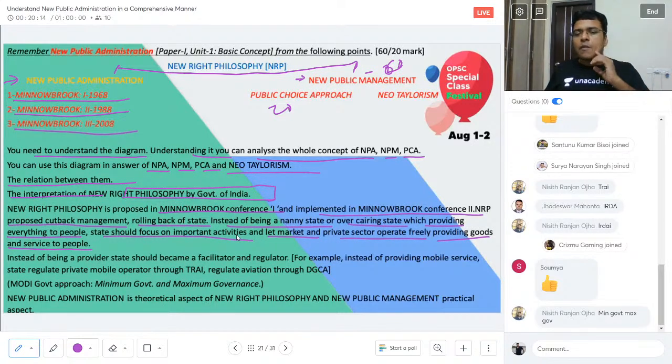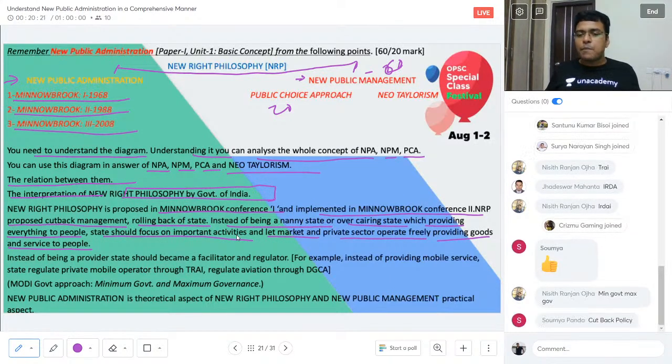Many people are against this. Why privatize? But that was part of new right philosophy. Privatization is a part of new right philosophy. Yes, cutback management. Government should not provide you air travel. Government should focus on other things. Government wants to sell Air India to someone, and the other private companies may compete.